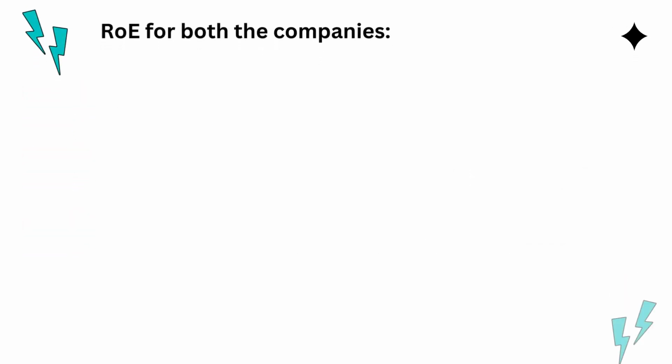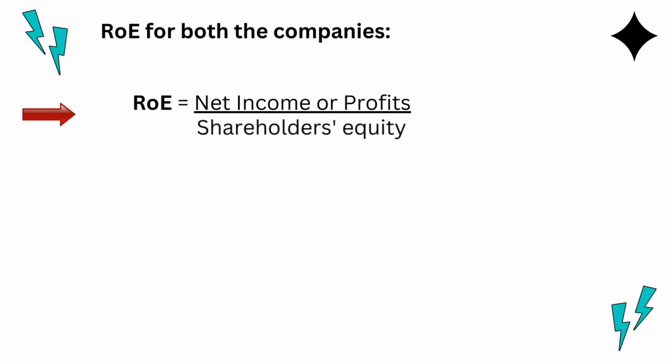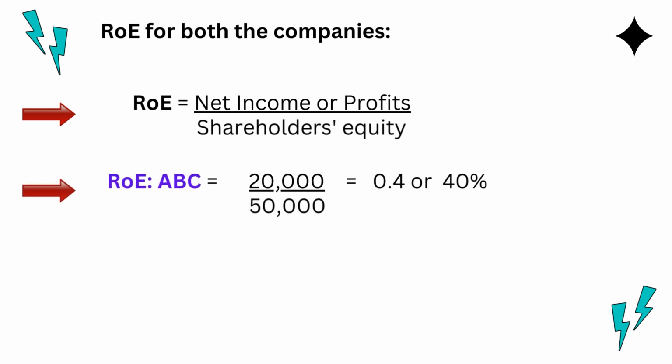Let's calculate the RoE for both the companies. Return on equity is a measure of financial performance calculated by dividing the net income by the shareholders' equity. RoE of ABC Corporation will be 20,000 divided by 50,000. RoE of ABC Corporation is 0.4 or 40%.